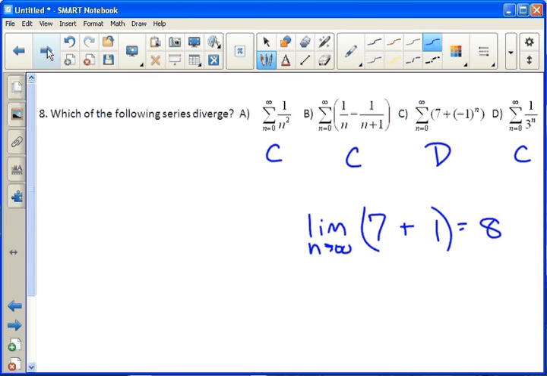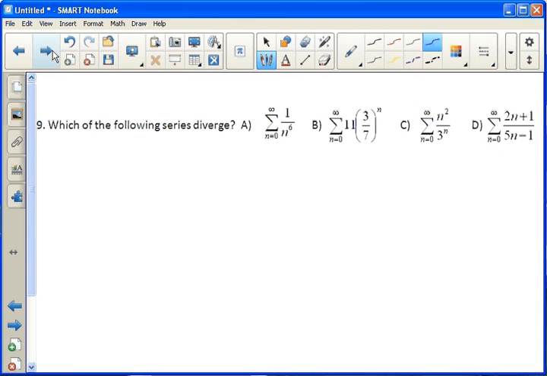9, which one diverges? Well, this one converges because it's a p series power greater than 1. This one converges, it's geometric with r of less than 1. This one we could use the ratio test on, and I'll tell you it converges. This last one we use the nth term test. The limit is 2/5, which with the nth term test means it diverges. So our answer is D.